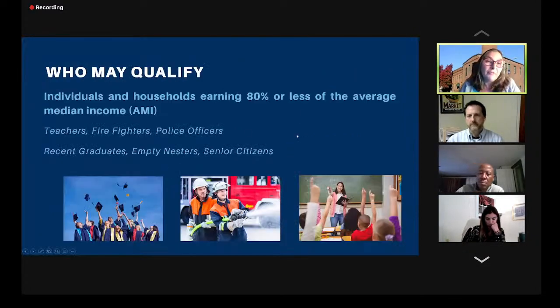Who qualifies for these properties? Individuals and households earning 80% or less of the average median income. Teachers, firefighters, police officers, graduates, empty nesters, senior citizens, basically your neighbors, your students, your relatives.